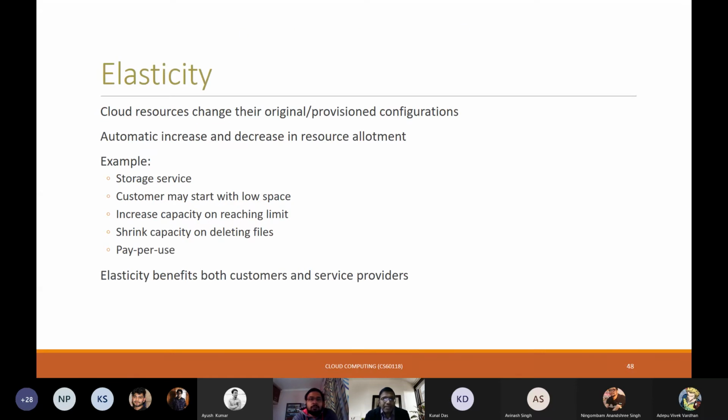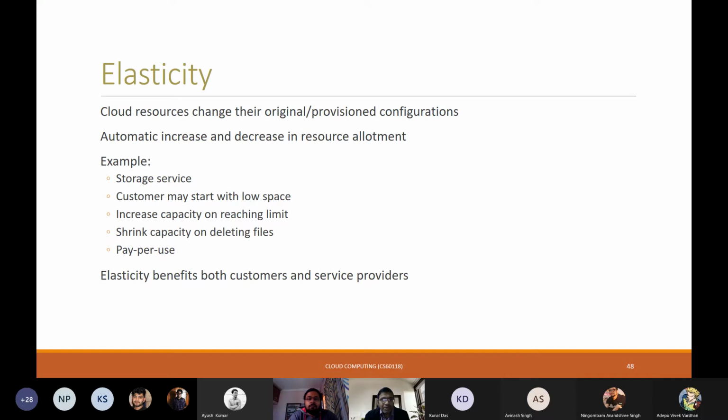In cloud, you get elasticity. The cloud resources change their original as well as their provisioned configurations. There is automatic increase and decrease in resource allotment. For example, storage services could be made available as much as is required, and the customers themselves will not be able to know what is going on, but finally they will be billed for increased use of the storage service. The customers may start with a low space, then the space may be increased as and when required, so this much elasticity is offered.